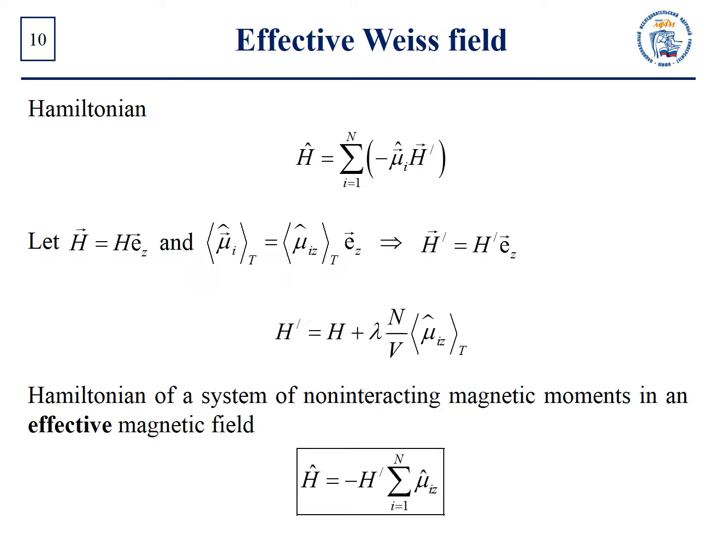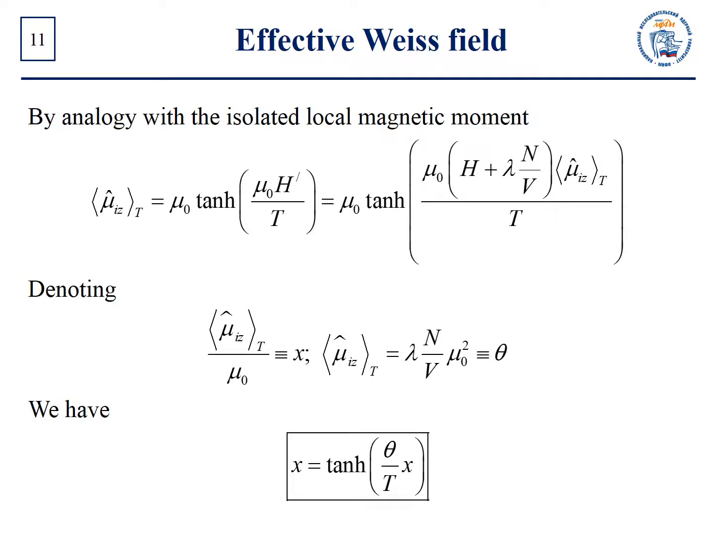Each magnetic moment experiences the effective field, so the Hamiltonian has the following form. Making several calculations, we can obtain the Hamiltonian of a system of non-interacting magnetic moments in an effective magnetic field. By analogy with the isolated local magnetic moment in an external magnetic field, we have the following equation. Let us examine whether this equation has non-zero solutions at zero field.